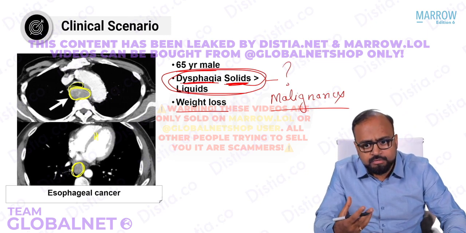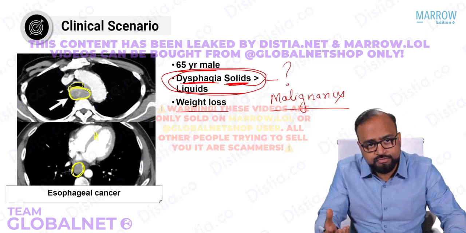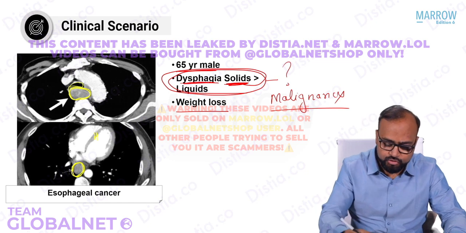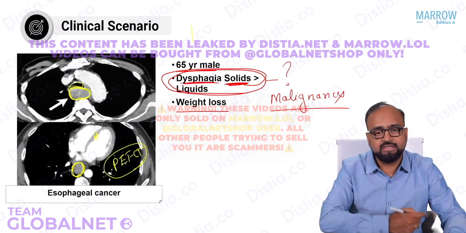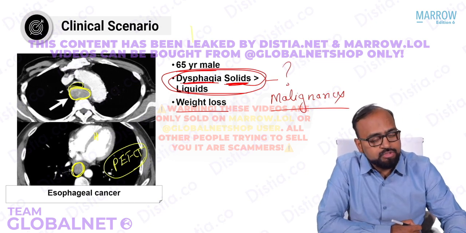What is the staging modality of choice for esophageal cancer? The staging modality of choice for esophageal cancer is to do a PET CT, because that will show us whether there is distant involvement or metastasis.